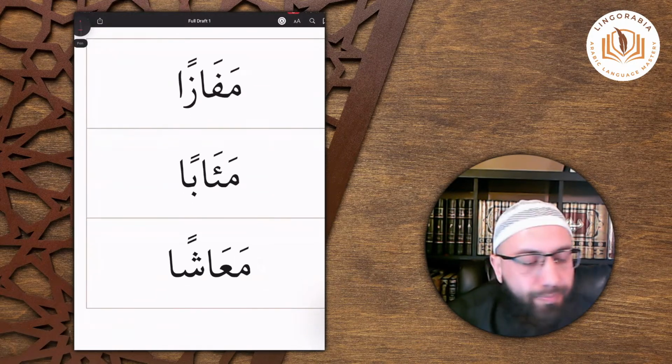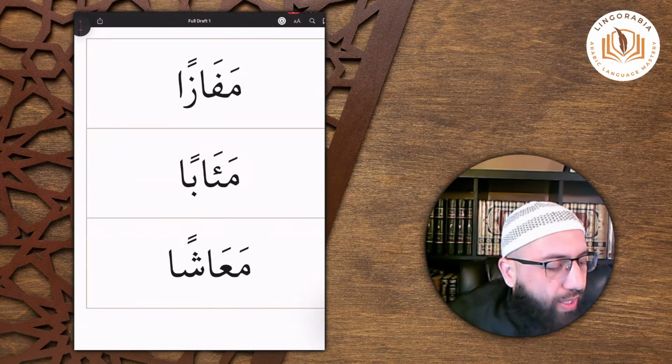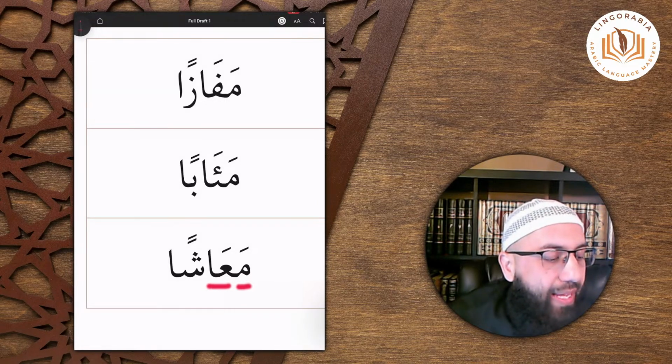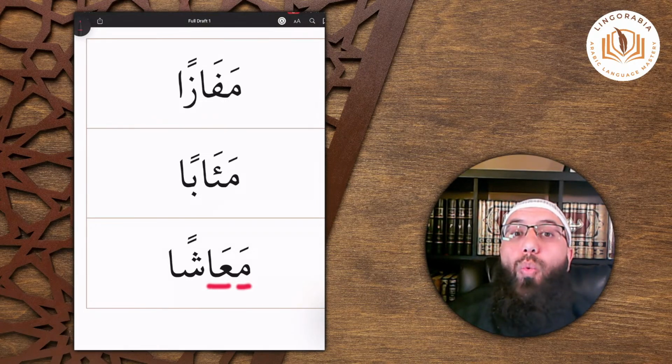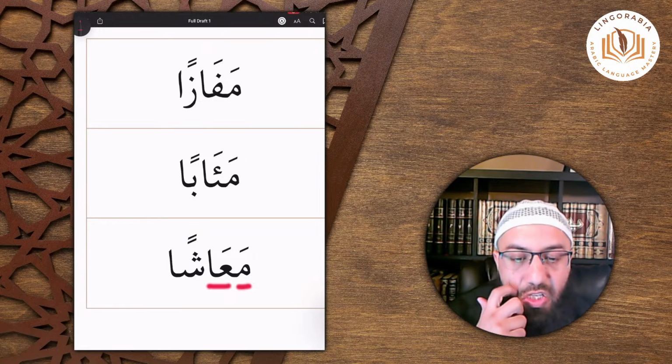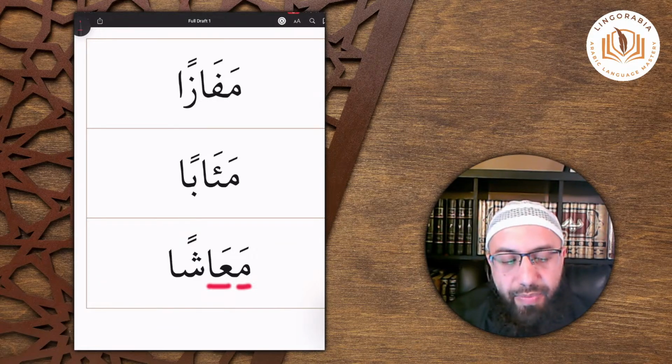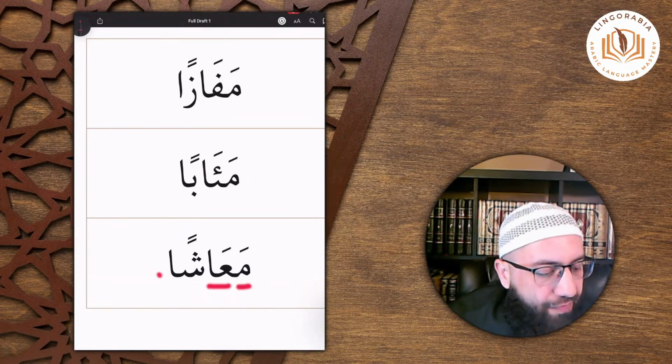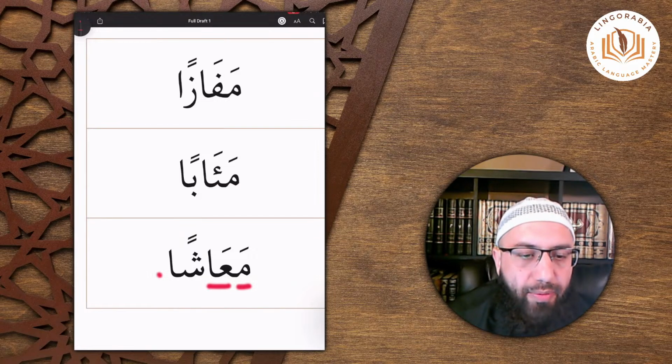Now the next one, we got the mim and the fatha, ma, the ayn with the fatha prolonged by the alif here. So you got here ma'a, and then we got the sheen with tanween al-fath, with two fathas. How would we read this if there was a stop here?